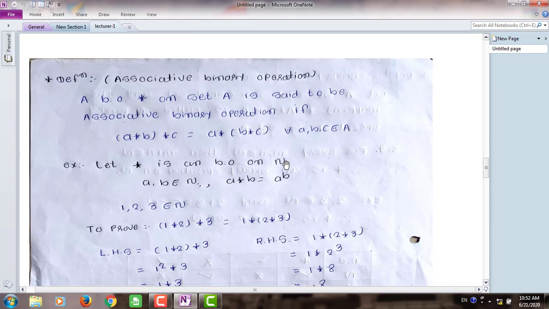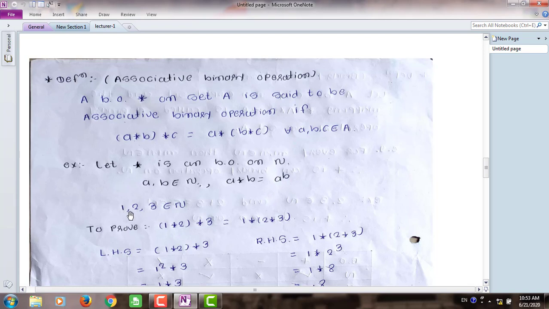Star is a binary operation on natural numbers N. Two elements A and B belong to the natural numbers N, and A star B, the binary operation, is equal to A raised to B. If we apply A star B, then we can write A raised to B.